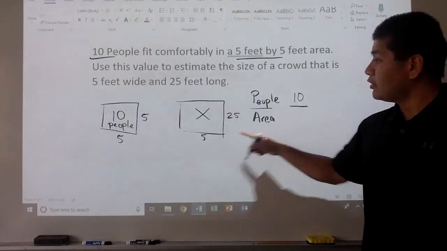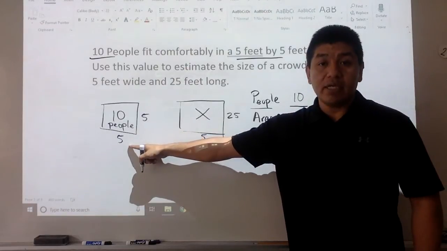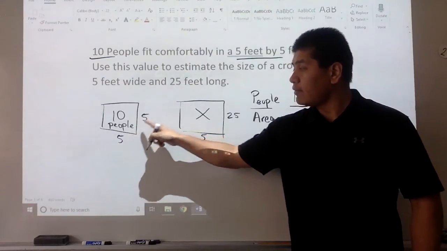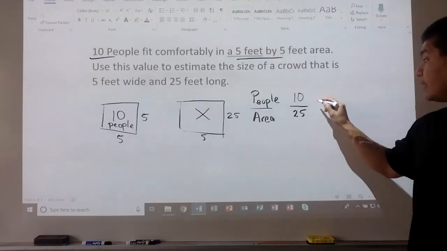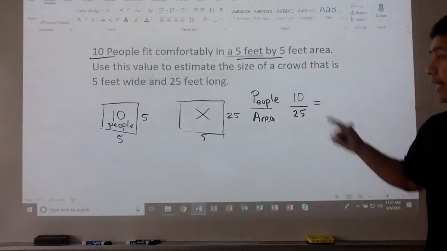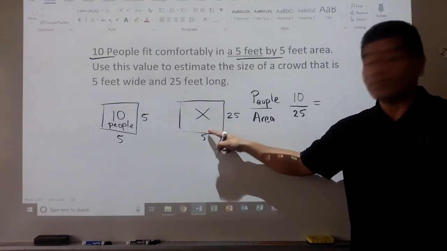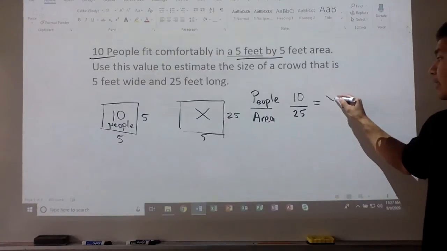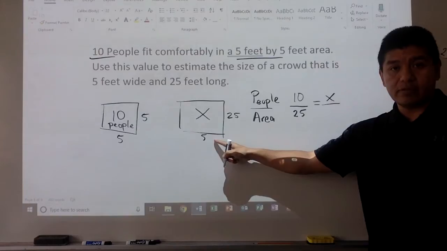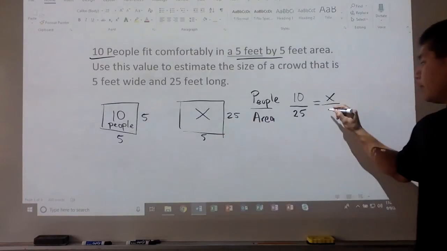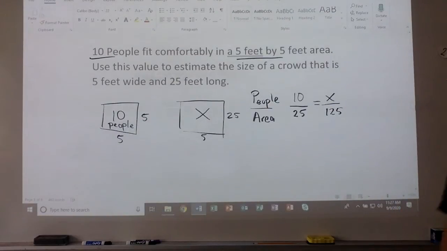The other thing, area. Can I figure out the area of this square? How do I find the area of a square? Length times width. So 5 times 5 should give me 25. And I'm going to set up a proportion by putting the equal sign here. Now I got to do the same thing for the other side. People, do I know how many people are here? That's why I have a variable of x. I'm just going to give it an x. However, can I figure out the area of the rectangle? 5 times 25 should give me 125. This is called a proportion.